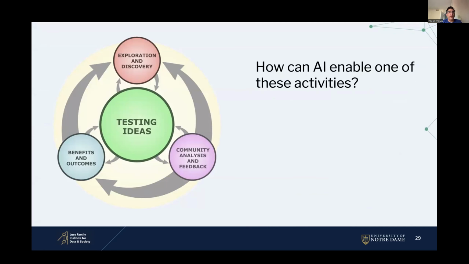community analysis and feedback that we may do, testing of ideas, benefits and outcomes. So how can AI, as part of the scientific discovery, where one is exploring and discovering, one is testing ideas, one is getting community analysis and feedback based on peer reviews, one is seeing what the benefits and outcomes might be, how can AI enable any one of these activities?